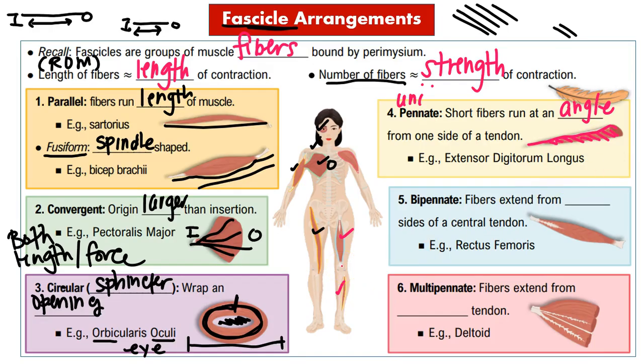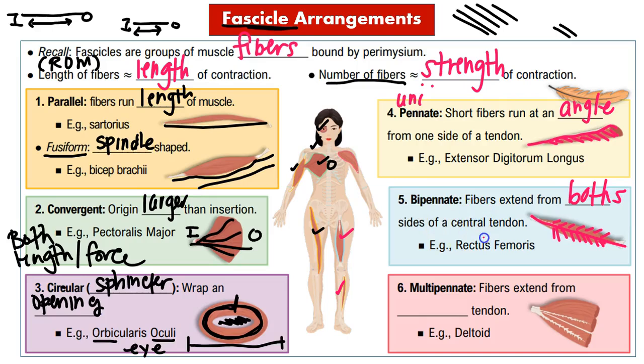Now let's get into bipinnate, which means that the fiber is going to extend from both sides of a central tendon. So as you can see here, we have a tendon here, and we have our short fibers coming off of it. We have lots of short fibers coming off of it, because again, this is very, very strong contraction. One example is going to be our rectus femoris, and rectus means that it's kind of going to be going down straight. Okay, so you can see that our fibers are kind of going down straight, and then femoris means around the thigh. So you can see that here, the rectus femoris.